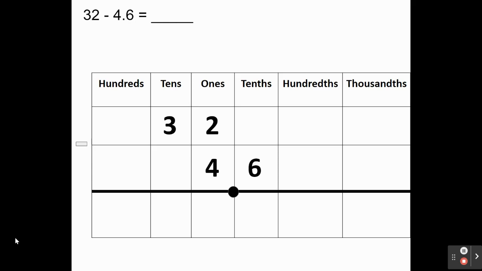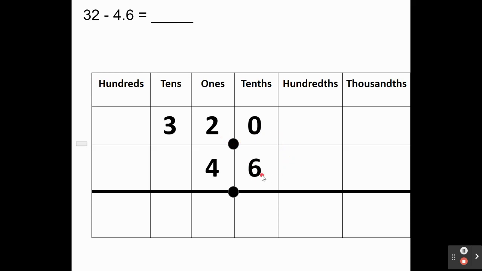We're going to start by subtracting the smallest place values. In these numbers, the smallest place value is the tenths place. So let's place a 0 in the tenths place, and remember the decimal goes between the ones and the tenths place. So here we have 0/10 minus 6/10.